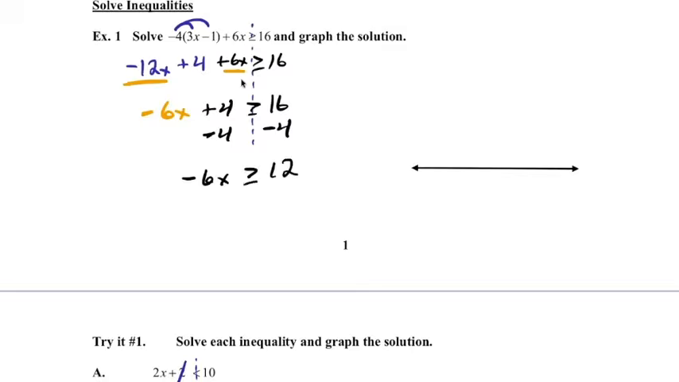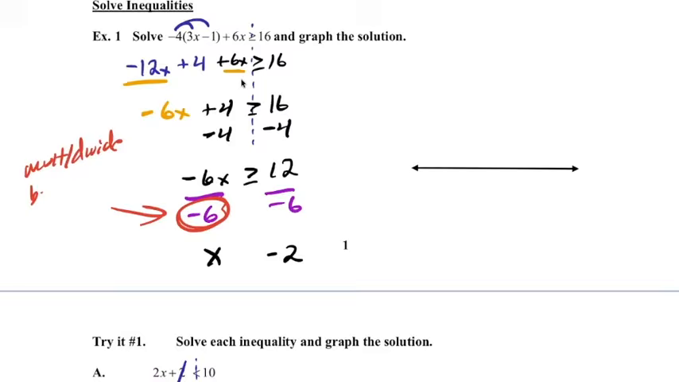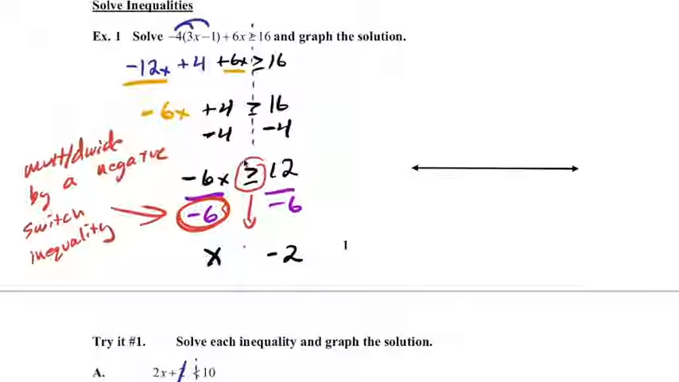And now we have to divide by that negative 6. So divide by negative 6, divide by negative 6. We get x, we get negative 2, but we divided by a negative. Remember, red alert. When you multiply or divide by a negative, you get to switch the inequality. That greater than or equal to sign actually turns into a less than or equal to sign, right? You just literally flip the way it's going.